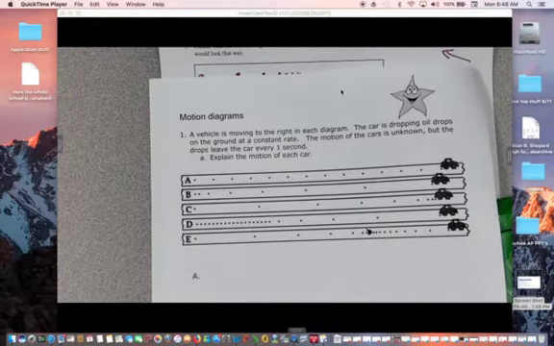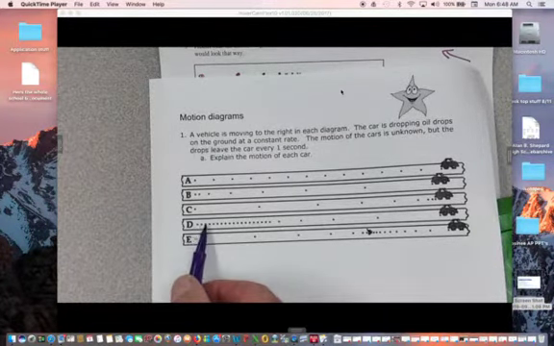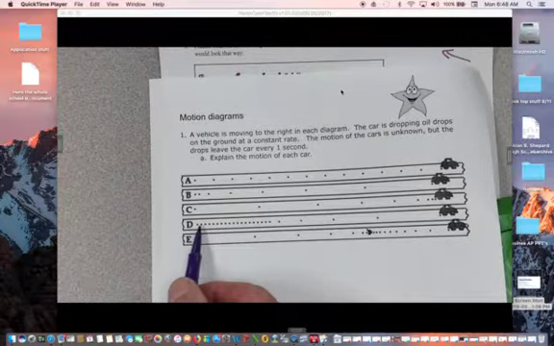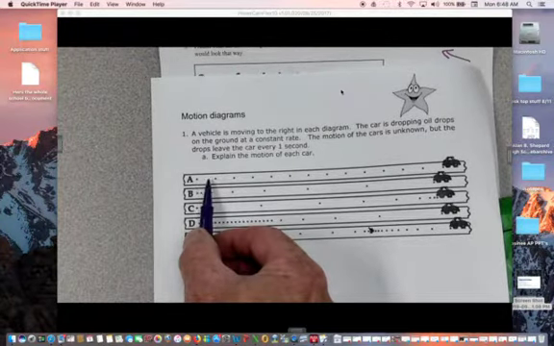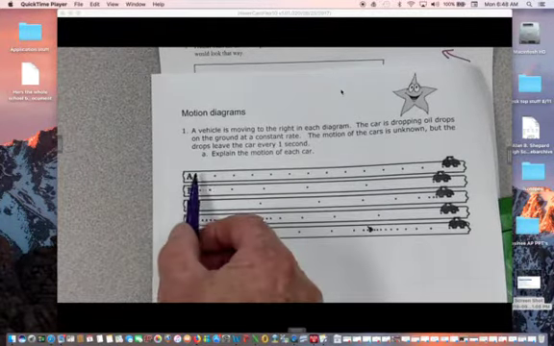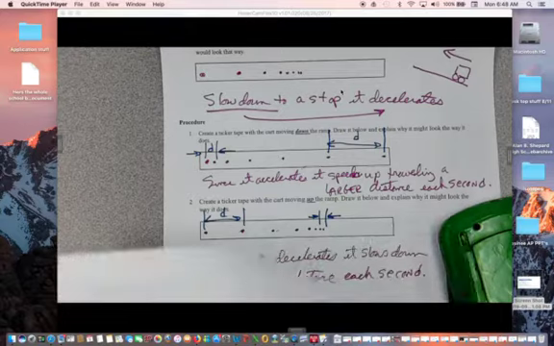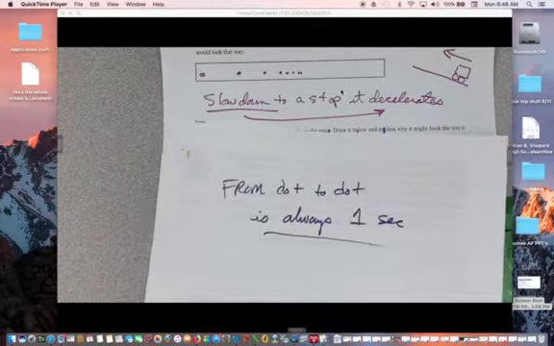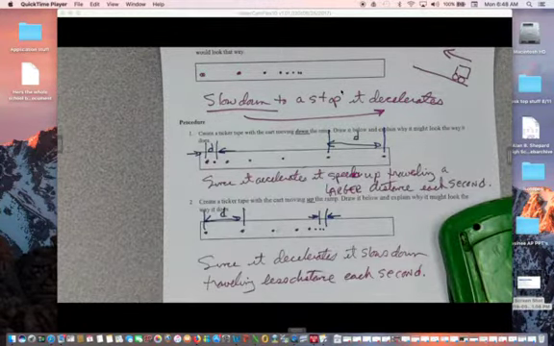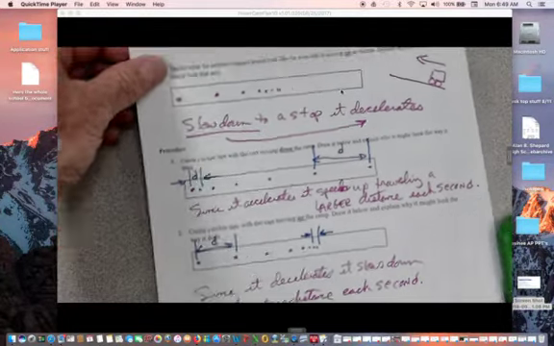So, for example, if we look at car D here, this car is moving real slow because the spaces are small. Car A is moving faster because the spaces are bigger. But in both cases, the time between any two dots is always 1 second. Give some people time to write those notes down.